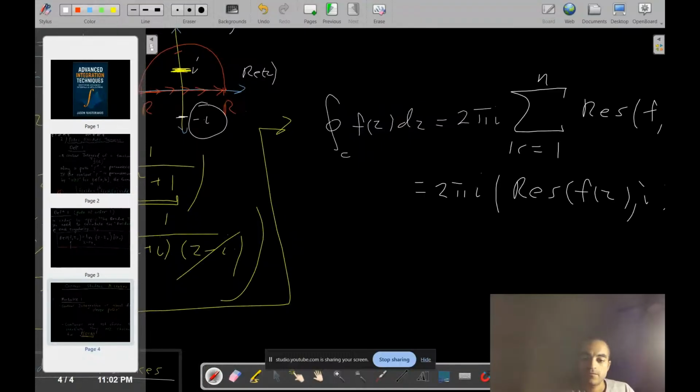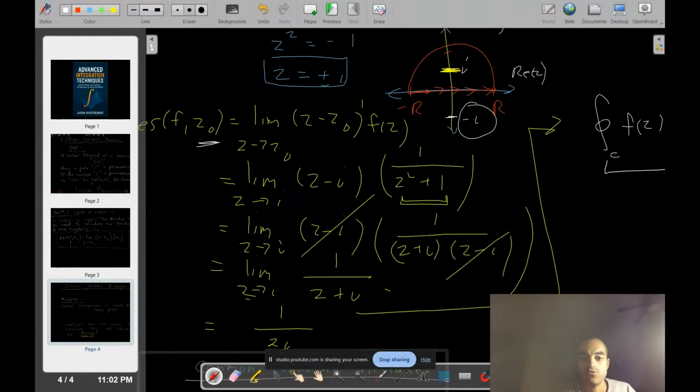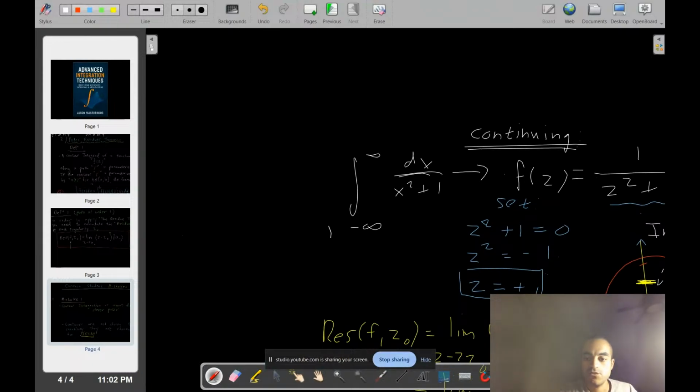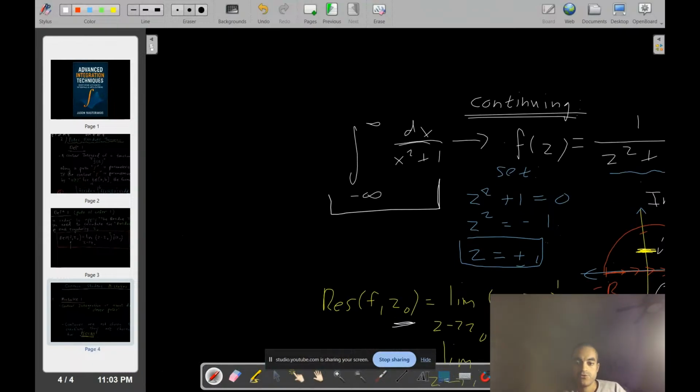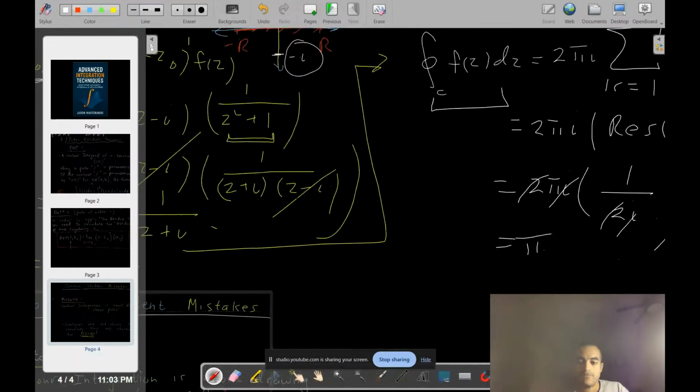We don't add it. So then it becomes 2 pi i times 1 over 2i. The 2's cancel, the i's cancel, and this contour integral is pi. Since the contour integral is equivalent to this integral, because we can go from real to imaginary and back to real, the integral from minus infinity to infinity of dx over x squared plus 1 is pi. Okay?